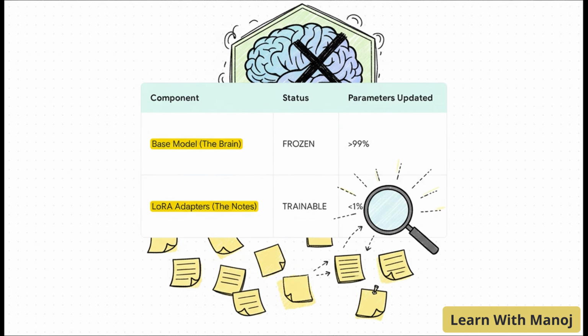And this table really shows the idea perfectly, using a technique called LoRA. Just look at this breakdown. The base model, that huge block right there, that's our frozen brain. It makes up more than 99% of the AI, and we don't touch it. It's locked. Then you have these tiny LoRA adapters, our sticky notes. They're less than 1% of the total size, and that tiny fraction is the only part we actually train.